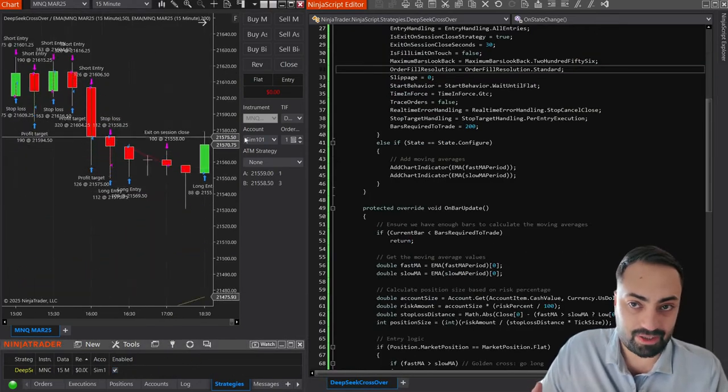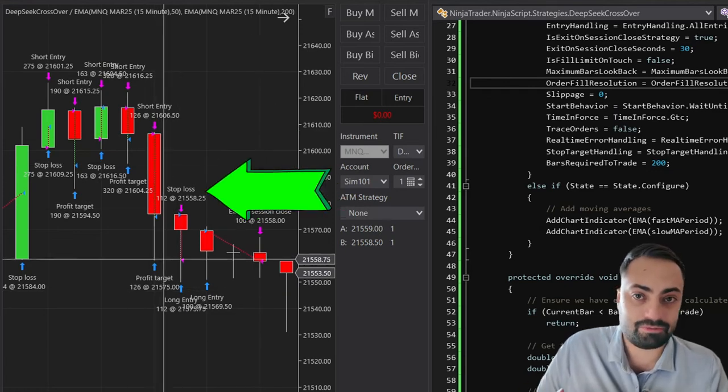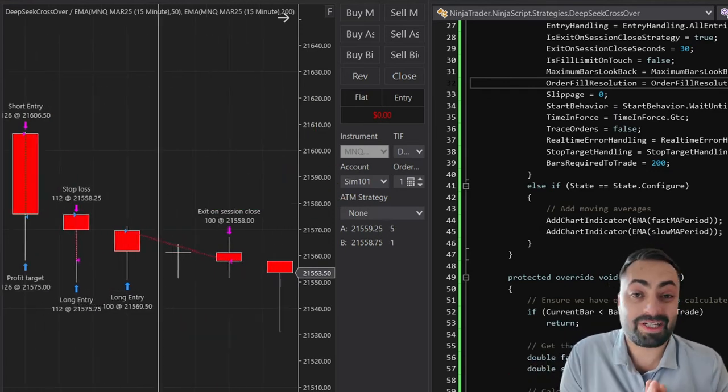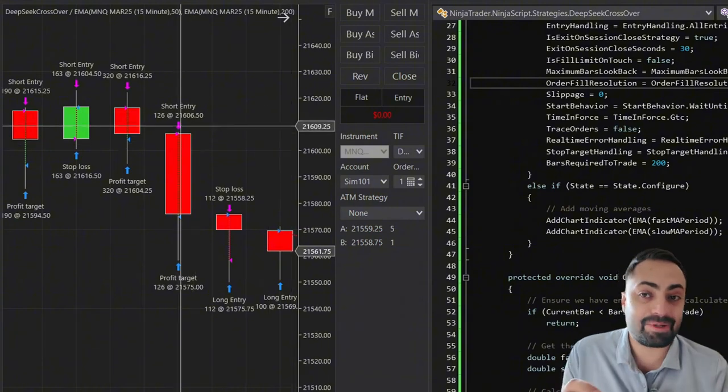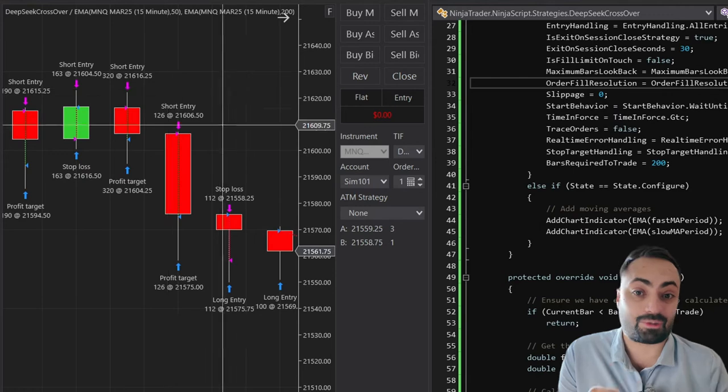First thing I notice are these crazy position sizes. 112, 126, 320. Yeah, this is not happening with futures. Something seems to be very, very wrong here.